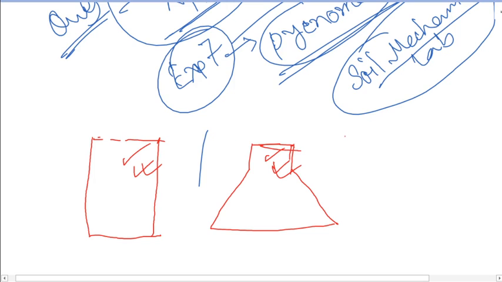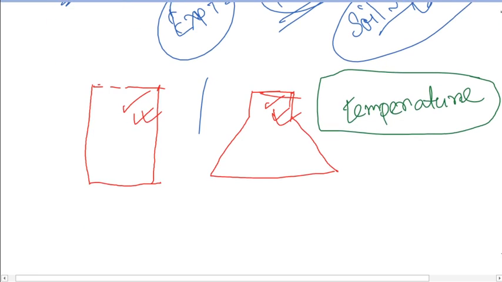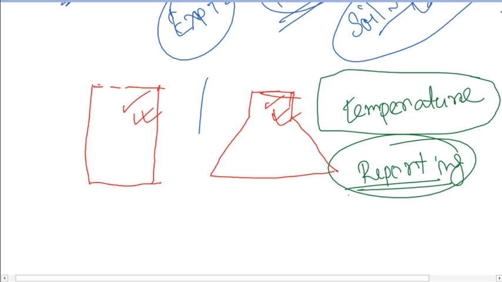For specific gravity, one thing is very important, especially when we are talking about semi-solid bituminous material, and that is the temperature of the experiment. Temperature is most important in the case of specific gravity, and that's why, even when we are reporting the result, we also need to mention the temperature which we have used for the determination of specific gravity.